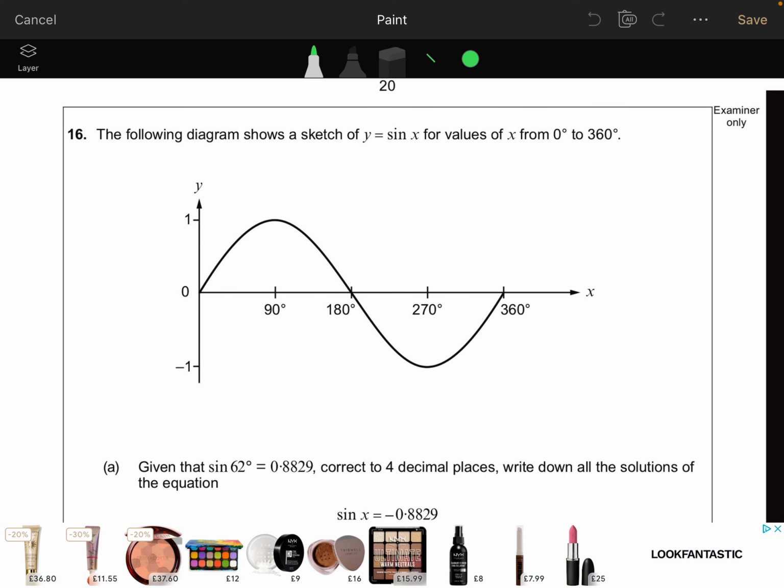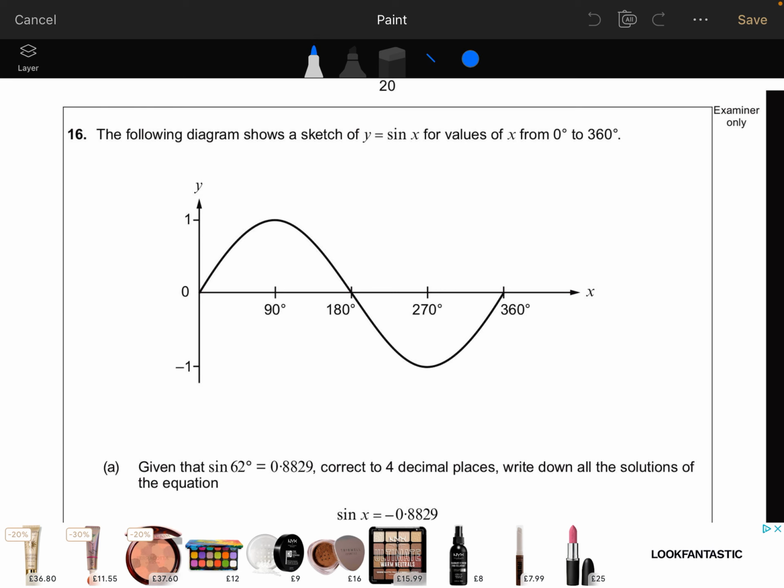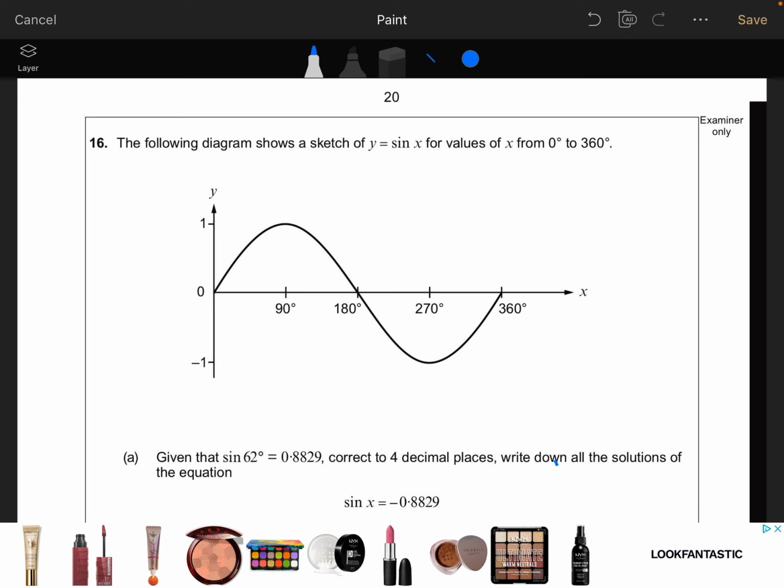Question 16. The following diagram shows a sketch of y equals sine x for values of x from 0 to 360 degrees. That's a full turn. Given that sine 62 is equal to 0.8829, write down all the solutions of the equation sine x equals negative 0.8829.